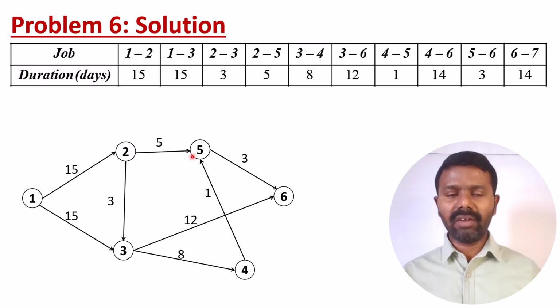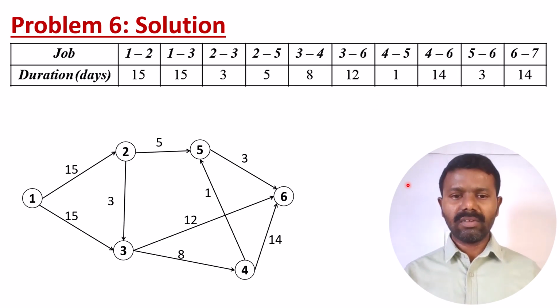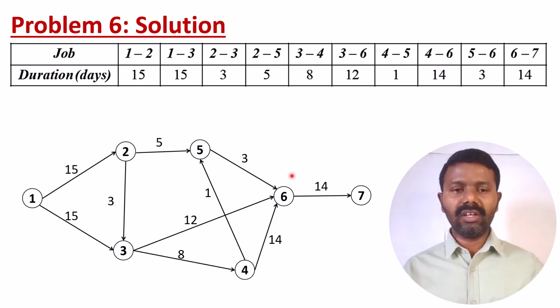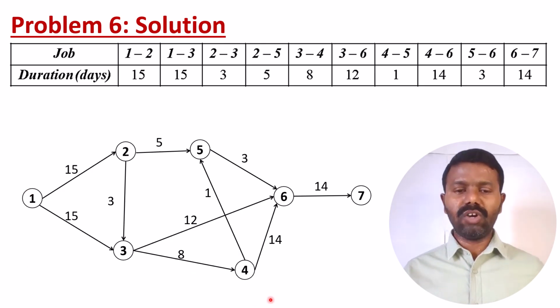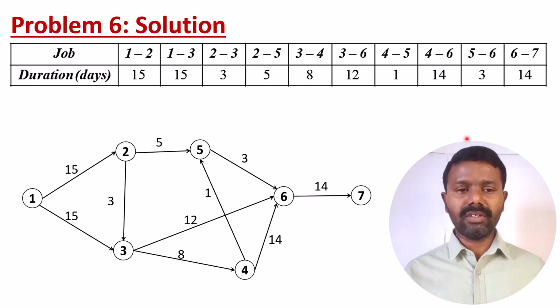the 4 to 5, 4 to 5 is 1 day, and then 4 to 6, 4 to 6 is 14 days, and 6 to 7, that is 14, so 6 to 7 will be this way. So that is how we will be drawing the network model. Once you draw the network model, you know how to calculate the critical path and so on. So I will just explain it briefly.